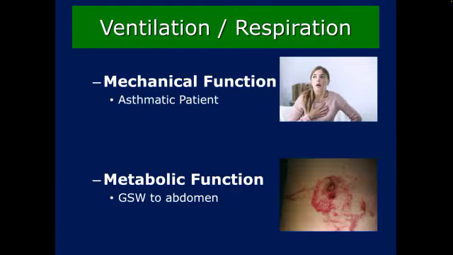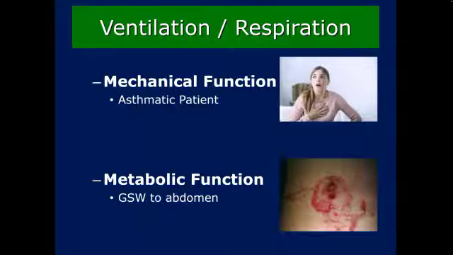Ventilation incorporates what's called the mechanical function of breathing. You have to have the chest rise and fall to move air in and out of your lungs. On the other hand, respiration is more metabolic. It's a body function, and this happens at a cellular level. So I'll give you a couple quick scenarios here.